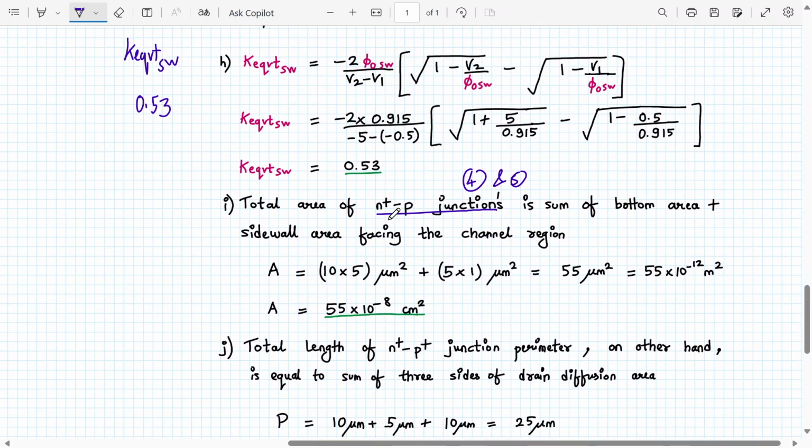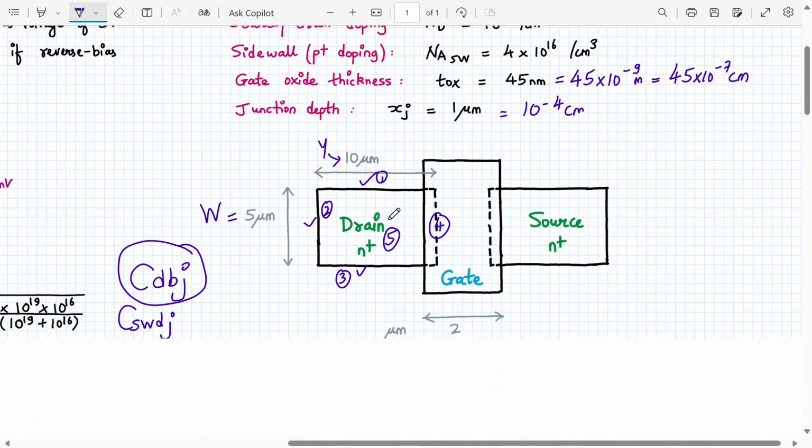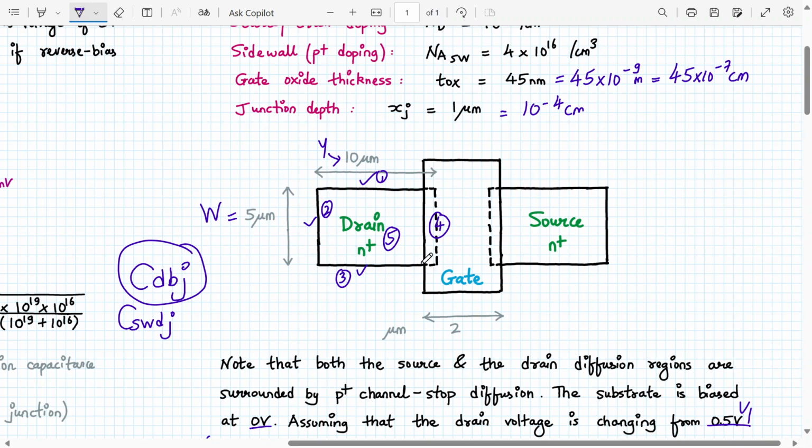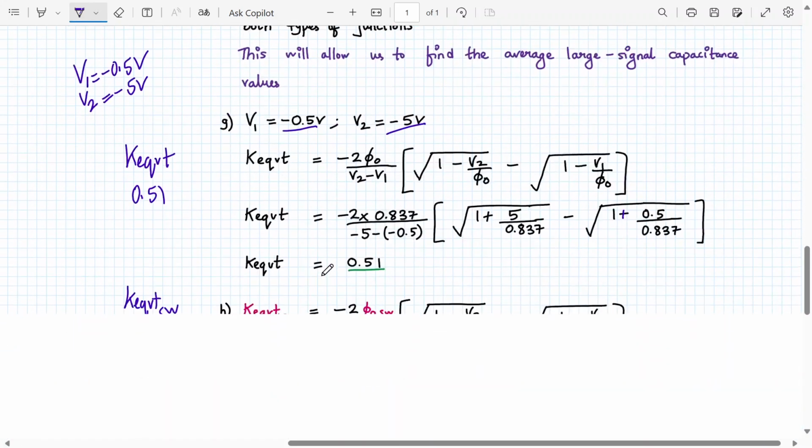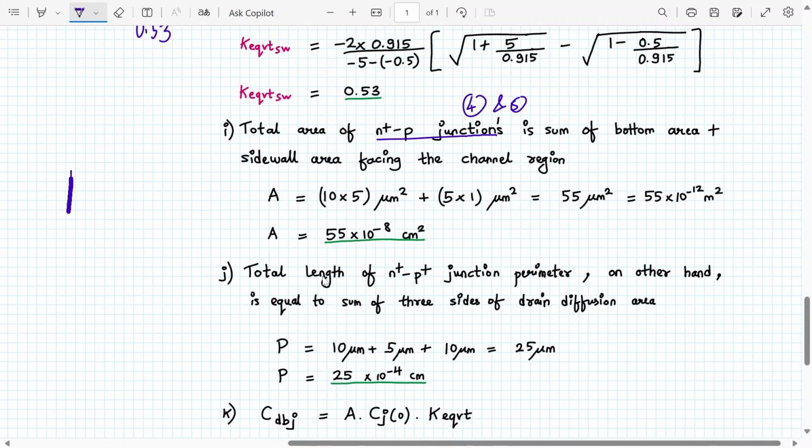So the area will be how much? Let me draw that. This is drain region, right? 5 into 10 micrometer. So this is N plus drain region, right? So here we can write down, this is N plus drain. This is 5 micrometer. This is 10 micrometer. Yes or no? So area will be 10 into 5.